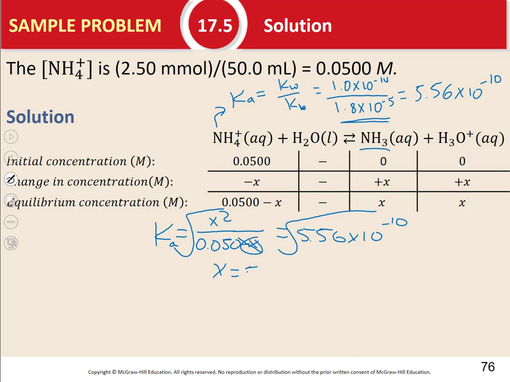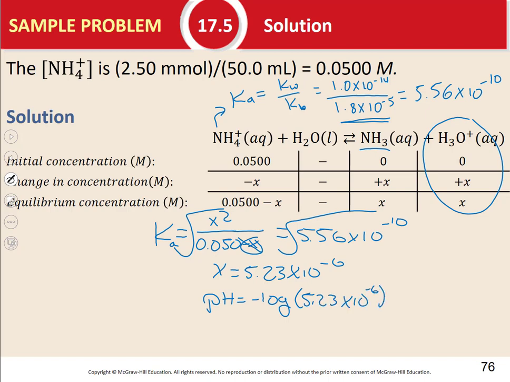Finding x to be 5.23 times 10 to the negative 6. So if that is x, how do we find pH from that? Good. A negative log of that, will that give us pH or pOH? pH, good. Because that is hydronium, so negative log of that will be pH. I'm getting 5.28.